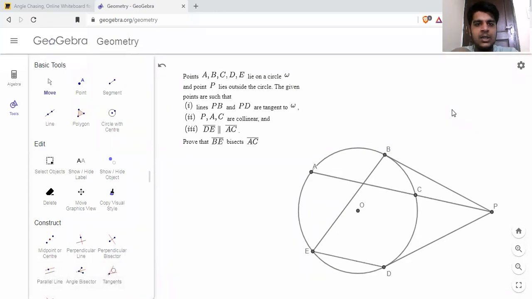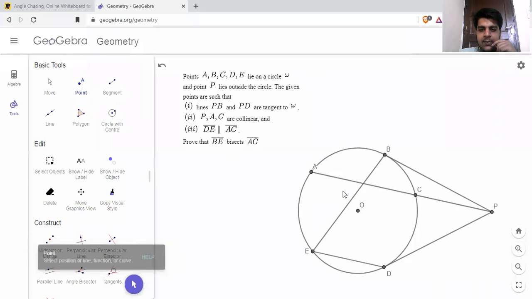So this is the second question. It's GMO 2011 problem 5. The question says there is a circle, omega, and 5 points A, B, C, D, E lie on it, such that if P is a point outside the circle, then PB and PD are tangents. These two are the tangents. PAC are collinear, and DE is parallel to AC. These two are parallel. We have to prove that BE bisects AC.